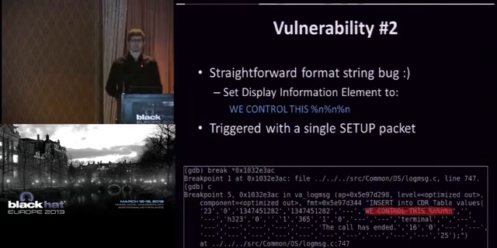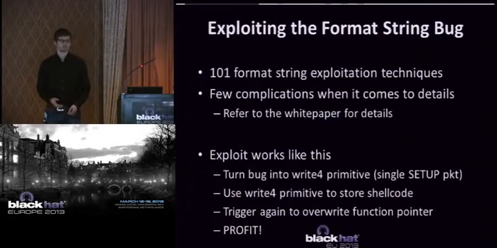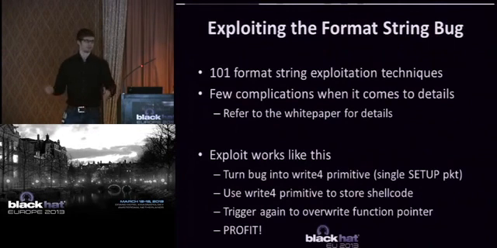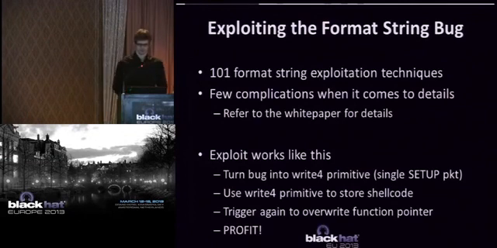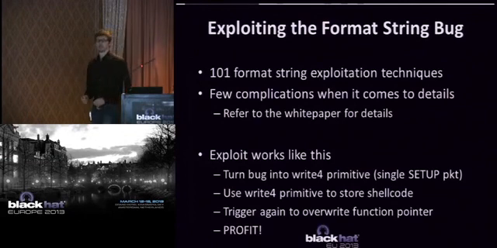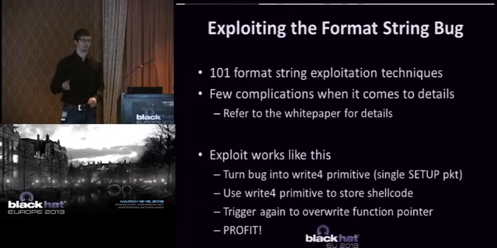However, our goal is not to crash the device, but obviously to take control over it. So we developed an exploit for the format string bug, and it turns out it's pretty simple due to no exploit mitigations at all. You basically use pretty straightforward format string exploitation techniques. There are some complications when it comes to details, but I mean, that's always the case if you're writing exploits, right? And basically how it works is we send a single setup packet, which we turn into our write primitive. So a single setup packet will write 4 arbitrary bytes in memory at an arbitrary address.